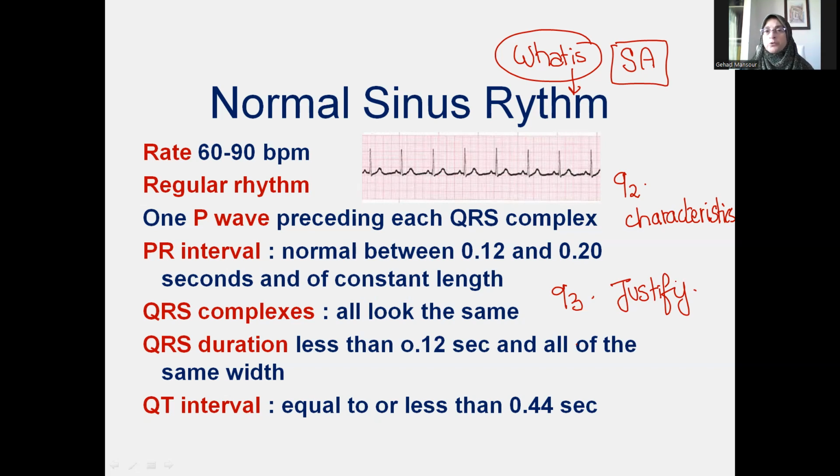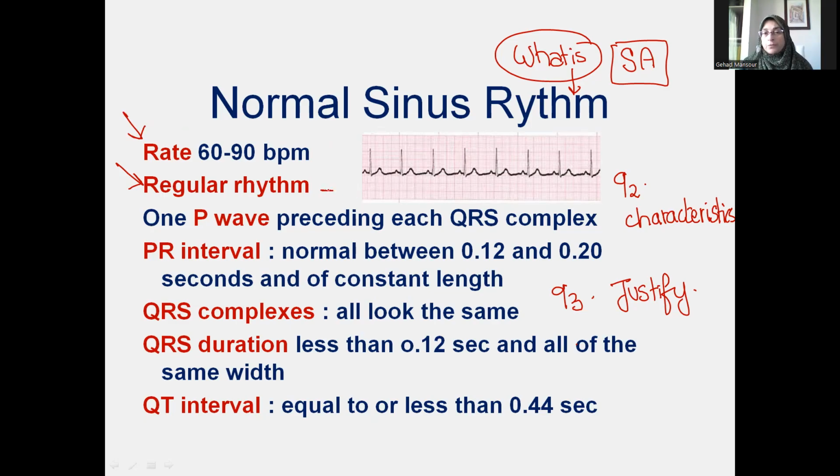So what are you going to do in order to justify or to prove that this is a normal sinus rhythm? First of all, you're going to check the regularity of the rhythm, because if the rhythm is irregular, then it is not a normal sinus rhythm. It cannot have originated from a normal sinoatrial node.